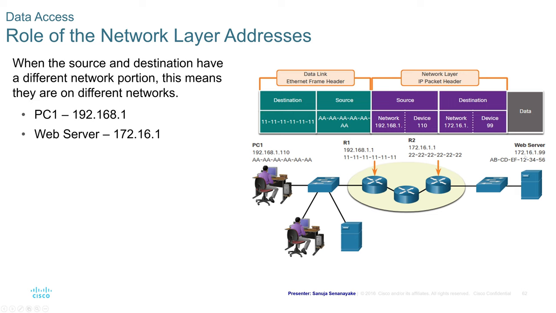So this one is 172.16.199. This device has 192.168.1.110, and within the same network, another device could have 192.168.1.1, but this is a completely different network, which has 172.16.199. So basically, this PC is reaching a web server that is located outside of the internal network.